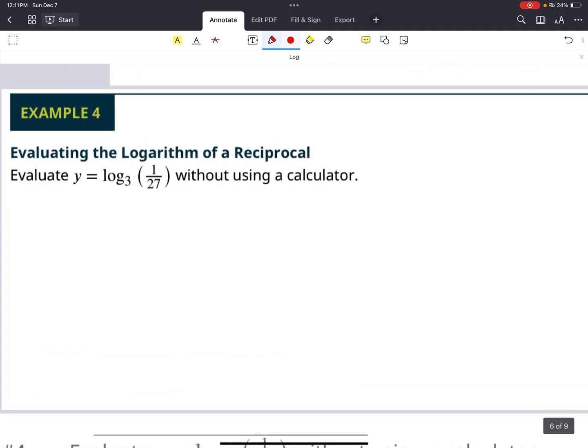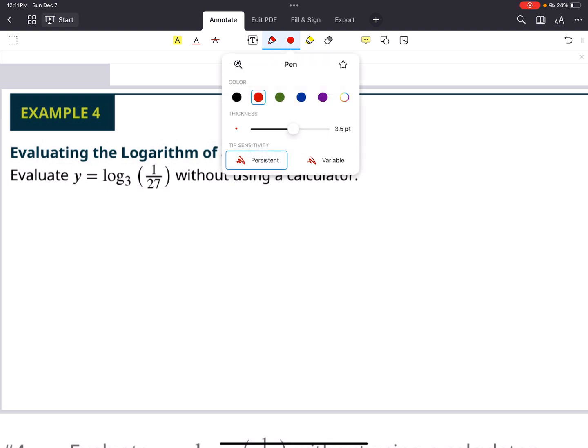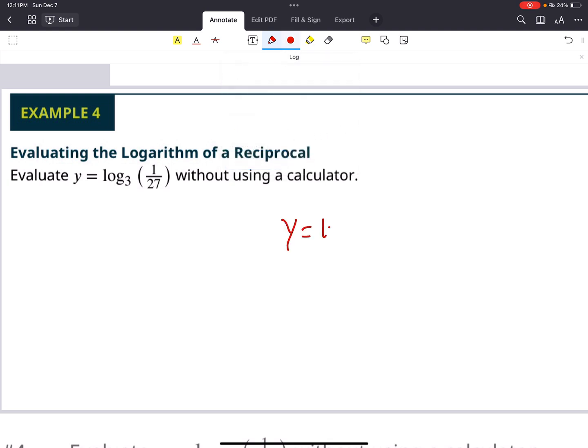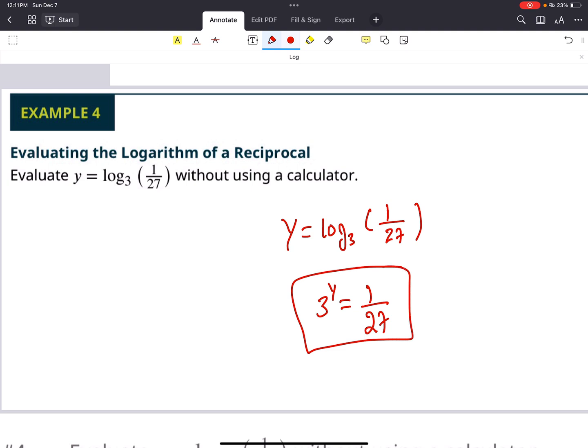Okay, what about this one? We have y equals log base 3 of 1 over 27. Well, this simply means that 3 to the power of y equals 1 divided by 27.